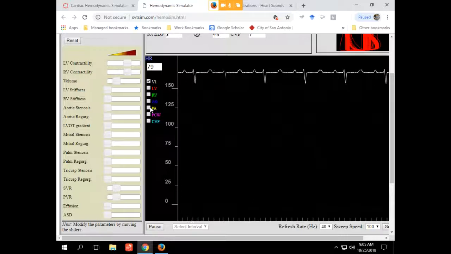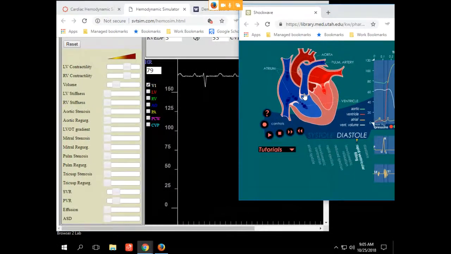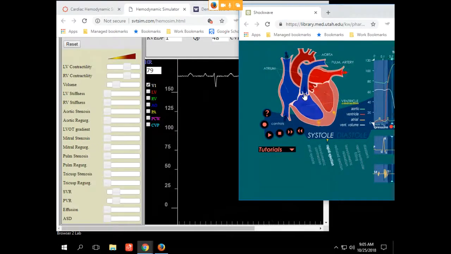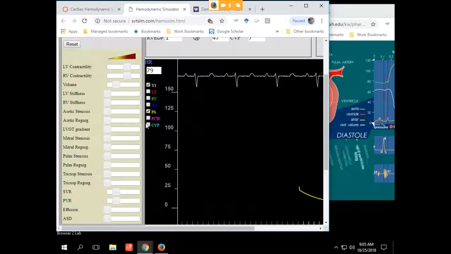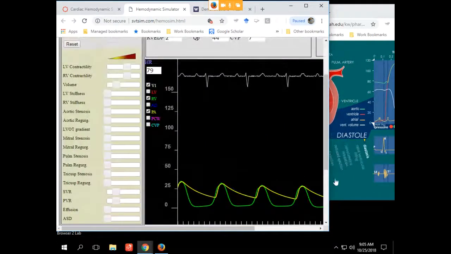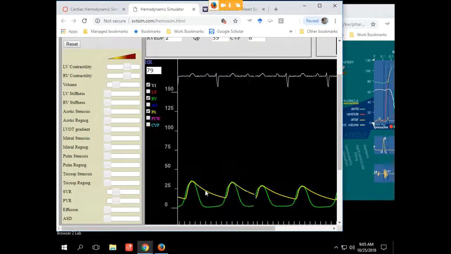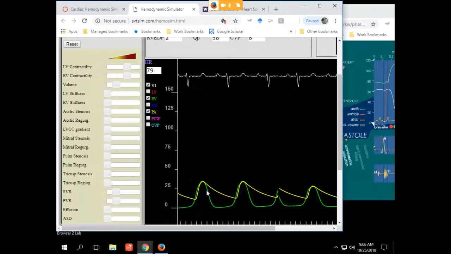Looking at the pulmonary valve right here, we need the right ventricle and your pulmonary artery. So you say pressure right here and pressure right here, right? Let's collect it. Nice. Now we see it looks a lot like your left ventricle and your aortic pressure when we line them up, but it's a lot smaller. Kind of looks the same.